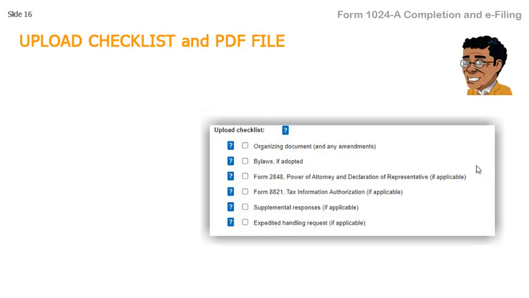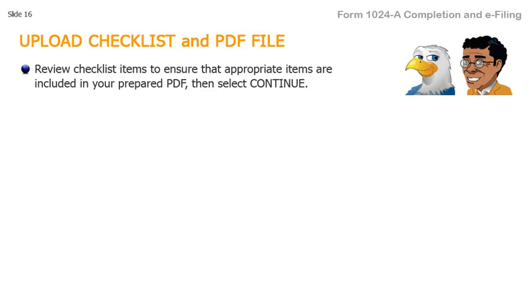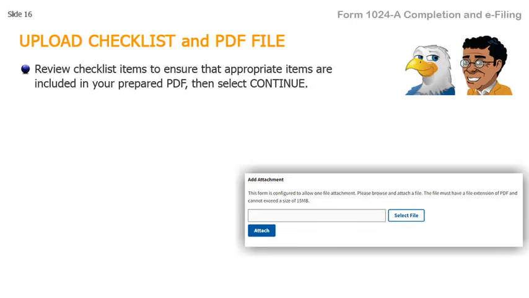On the upload checklist, you'll see several items that correspond to the documents in your PDF file, such as the organizing document and bylaws. After confirming each item, select Continue to go to the upload page. Let's discuss uploading a single PDF as part of your application. First, you'll prepare your required PDF document.